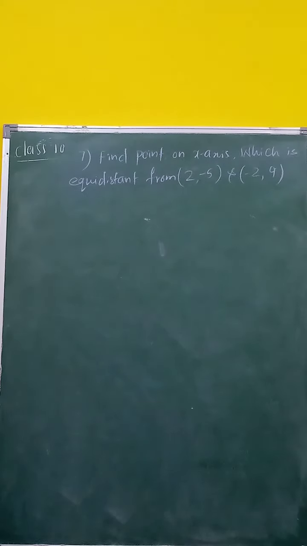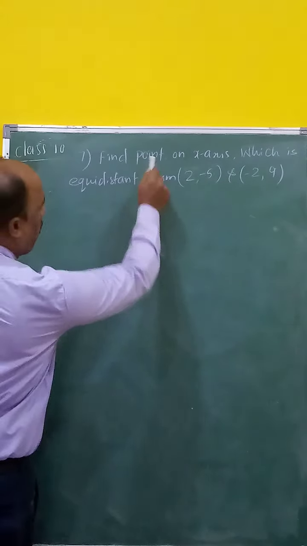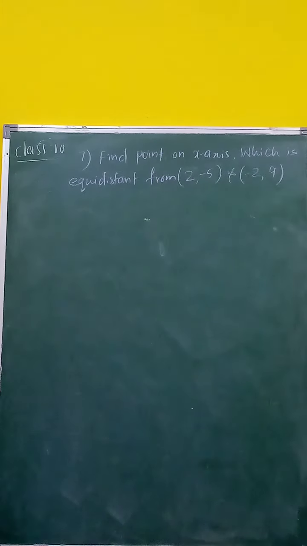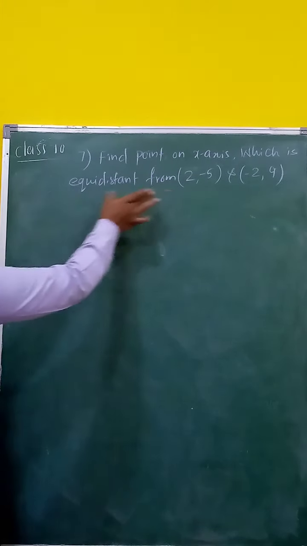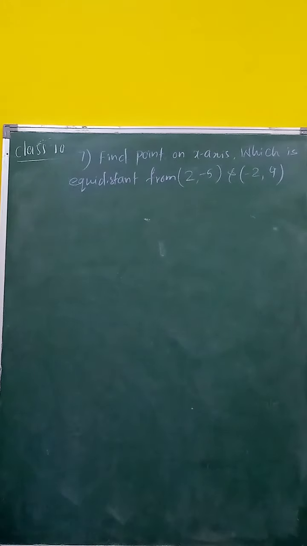We'll go for question number 7. The question is: find the point on the x-axis which is equidistant from (2, -5) and (-2, 9). Find the point on the x-axis.